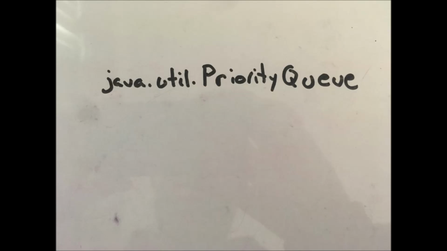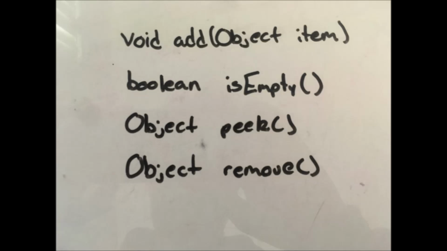The AP subset requires students to know the following methods for java.util.PriorityQueue. Void add inserts items into the priority queue. Boolean isEmpty returns true if the priority queue has no elements. Object peek returns the next element without removing it. Object remove returns and removes the next element according to its given priority.